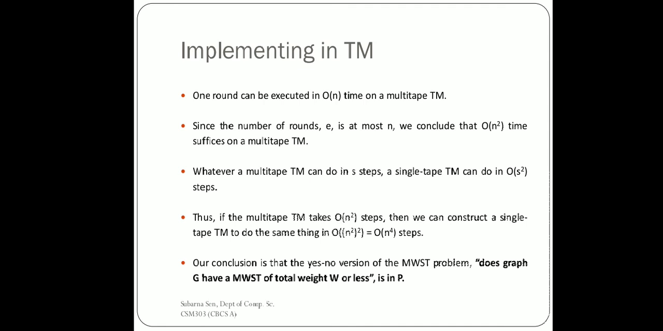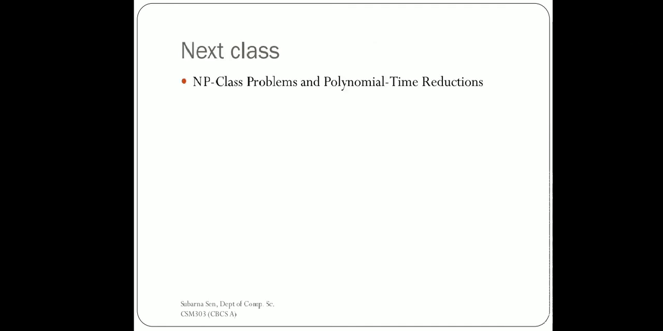In the next lecture we will see what the NP class is, and we will pick up one problem and prove it to be an NP class problem. We will see the approach of polynomial time reduction: for problems which are not solvable in polynomial time using a deterministic concept, can we reduce that algorithm to polynomial time using a non-deterministic approach?